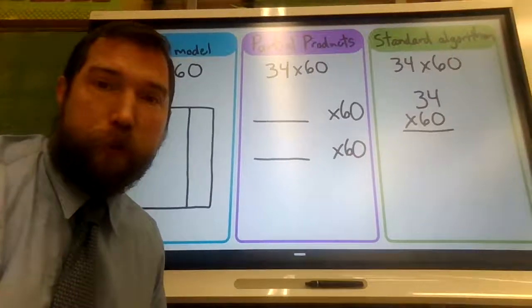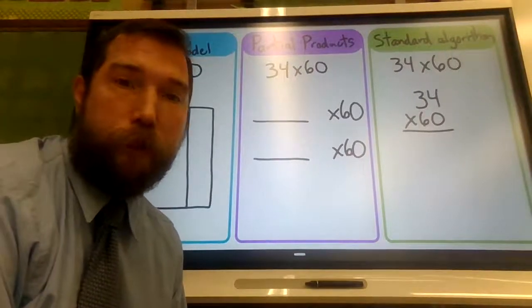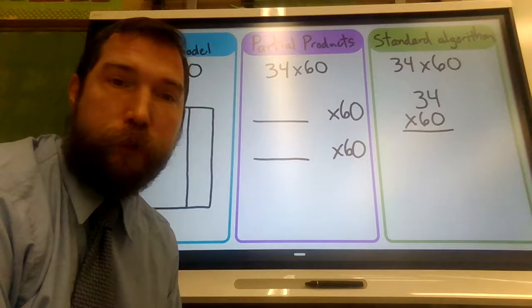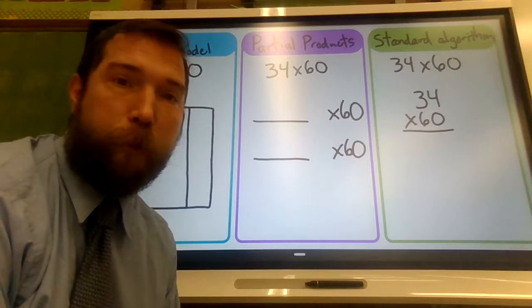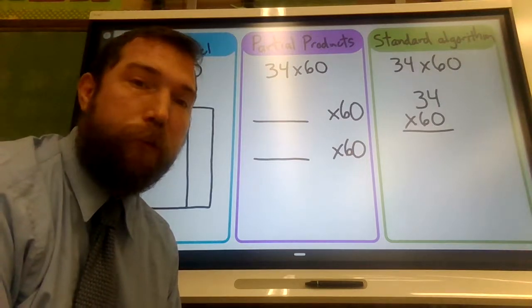Hey, boys and girls, back where we finished up with our long division last week. Now we're going to do the introduction to some double digit multiplication. Today we're going to start where one of them has a zero.